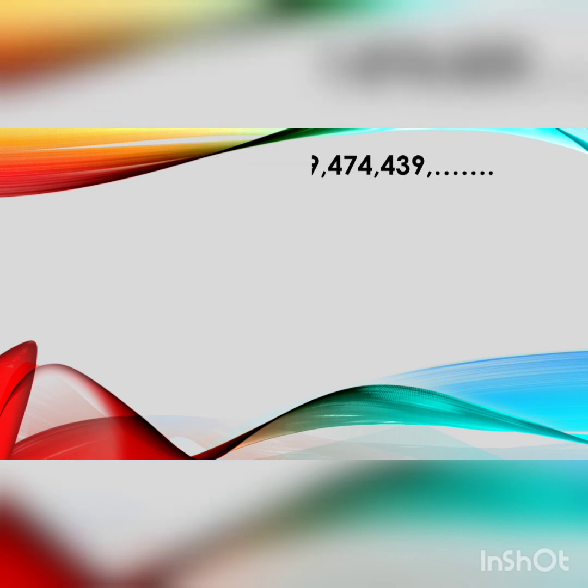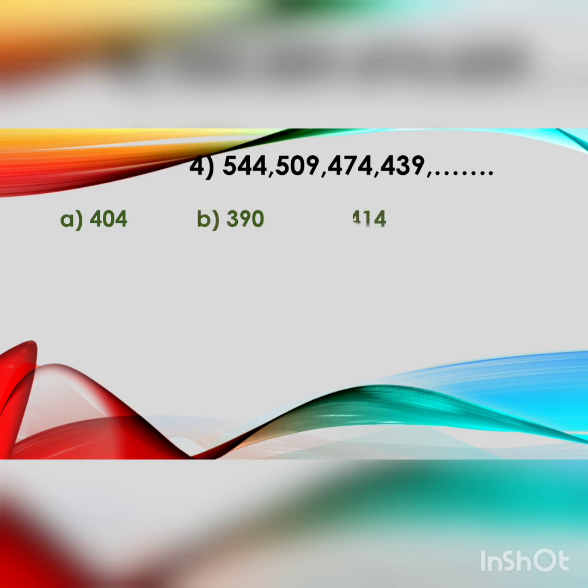Next series is 544, 509, 474 and 439 and the options are A 404, B 390, C 414 and D 384. Next number that comes in this series is 404 because in this series 35 is subtracted from each number to get the next number in the series.